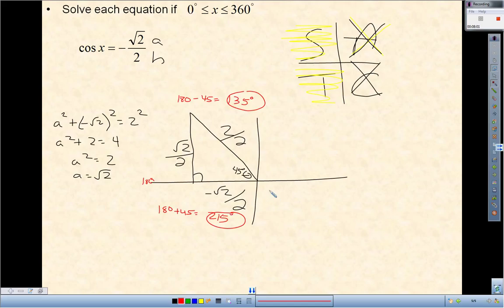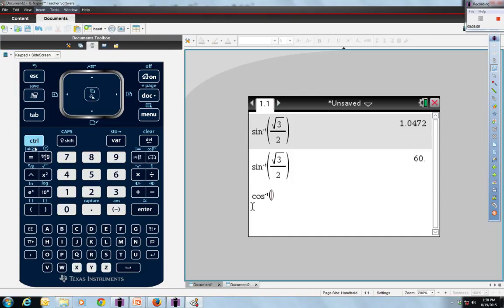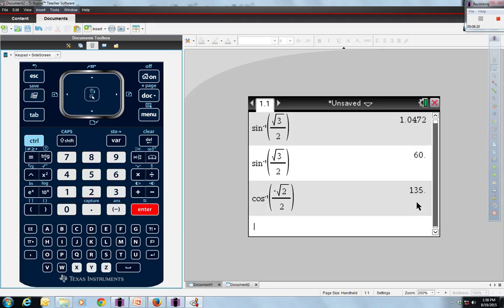But again, let's try it with the calculator. I'm going to do cosine inverse, so let me go back to the calculator. Cosine inverse of negative square root of 2 over 2. And that would give me 135 degrees, which is one of my answers. But to find the other answer, you'd have to find the reference angle and then use that reference angle to get your angle in the third quadrant. And that's how you get the answer for that.